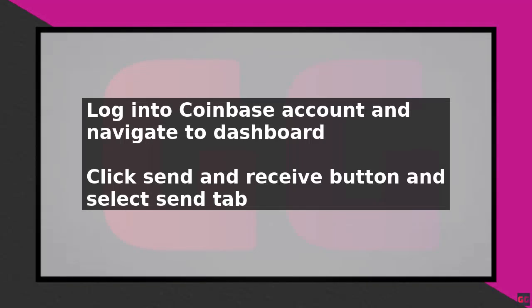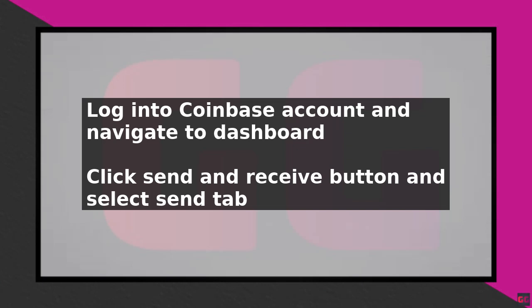To send Bitcoin from Coinbase to another wallet, start by logging into your Coinbase account and navigating to the dashboard. From here, click on the Send and Receive button and then select the Send tab. Choose Bitcoin as the cryptocurrency you want to send and enter the recipient's Bitcoin address.